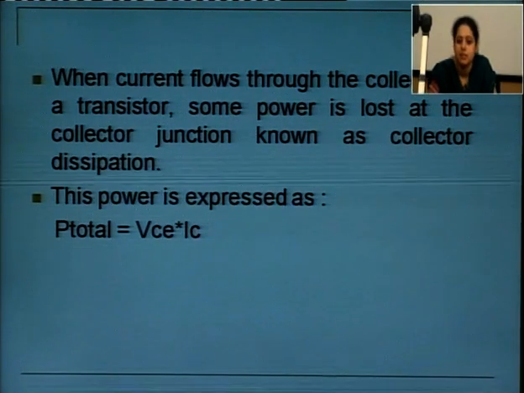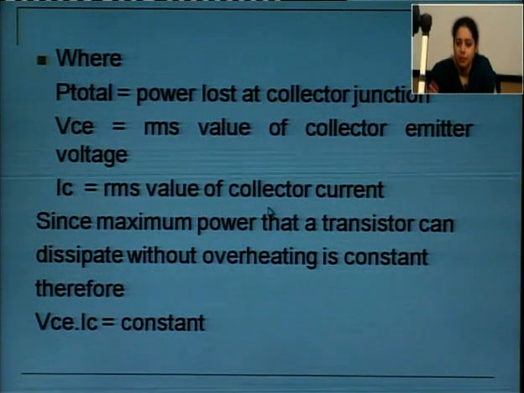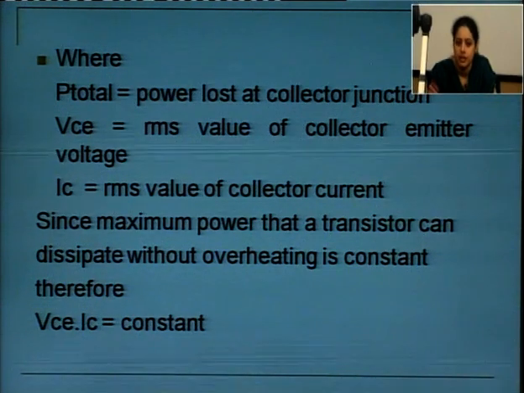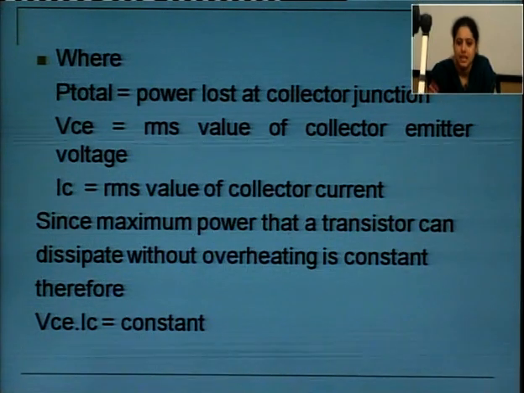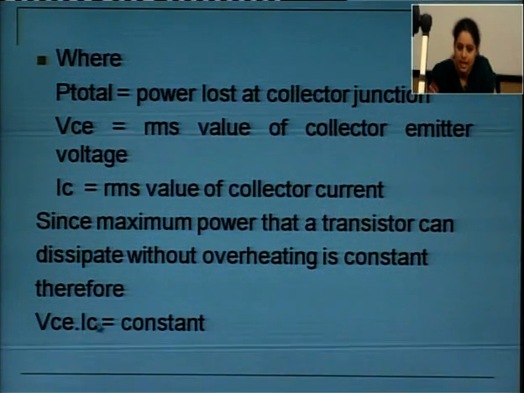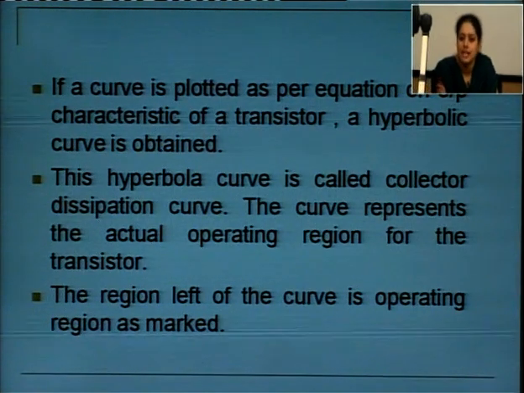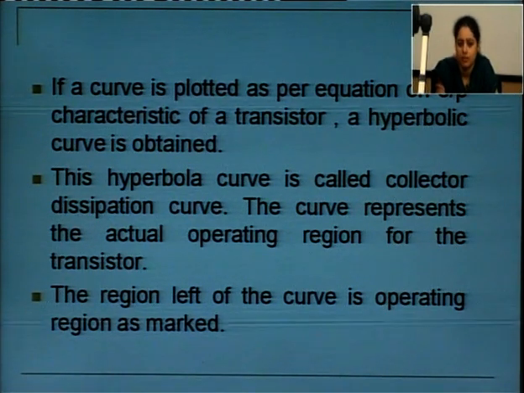So this power is expressed as, we know that output it is VCE into IC, where P total is the power lost at the collector junction. VCE is the RMS value of collector emitter voltage, and IC is the RMS value of collector current. Since maximum power that a transistor can dissipate without overheating is constant, therefore your VCE dot IC is constant. Now this VCE dot IC is a hyperbola equation. If a curve is plotted as per this equation on output characteristics of a transistor, a hyperbolic curve is obtained.